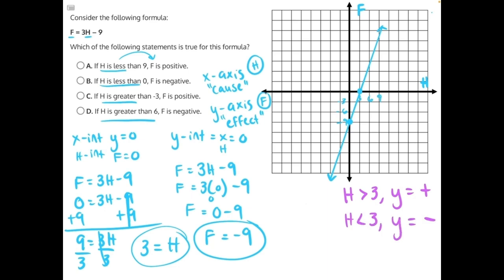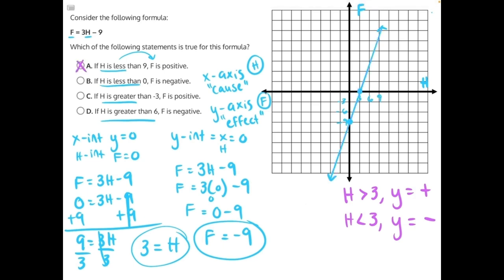A says if h is less than 9, which would be right here, f is positive. Well, that could be true if we move this point up here onto the graph. Less than would be to the left. All of these points are positive, but once we pass this point here, then all of our y values become negative, and that would make answer choice A incorrect.